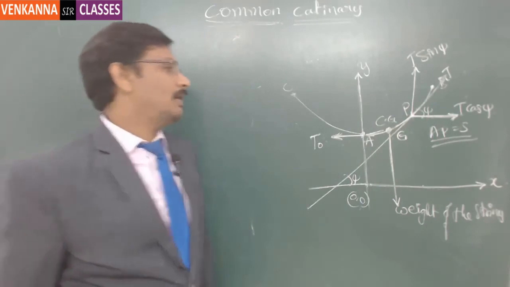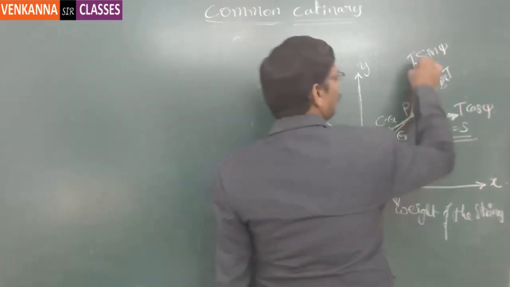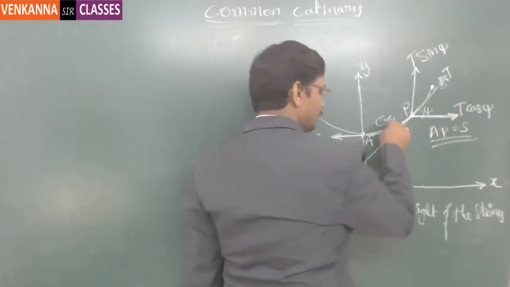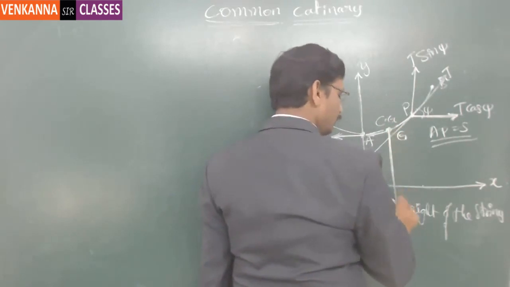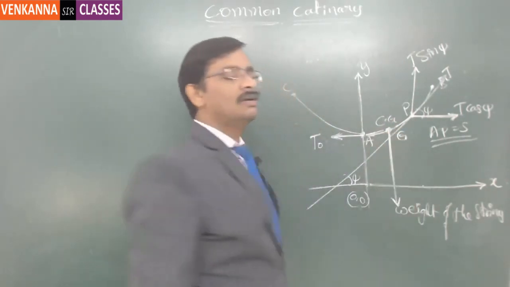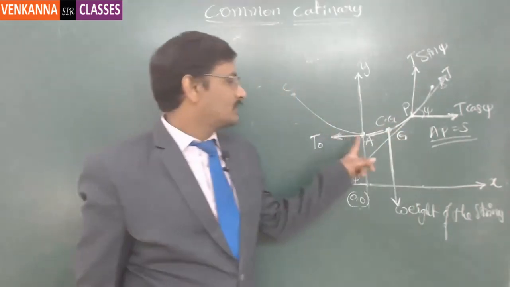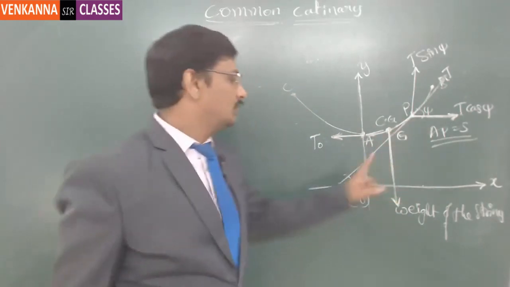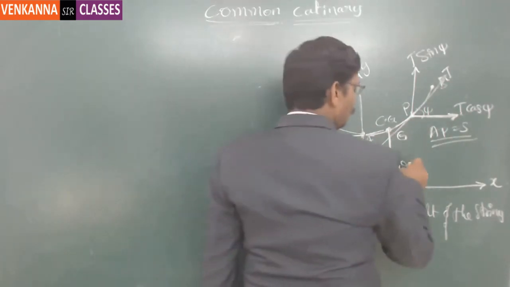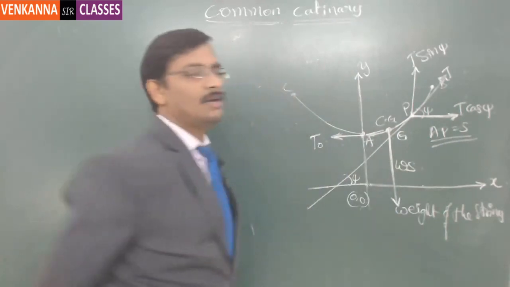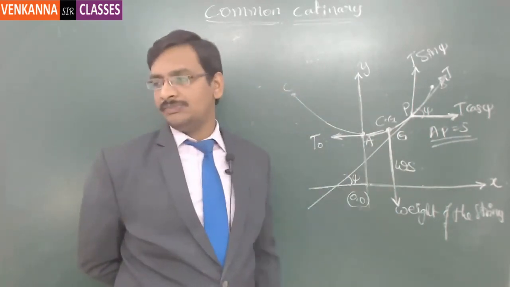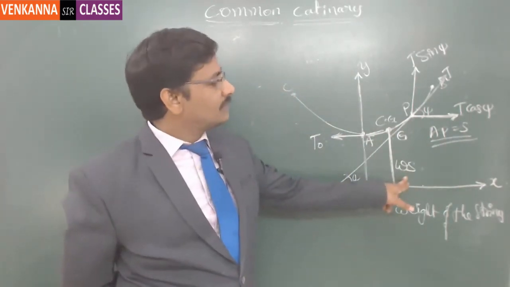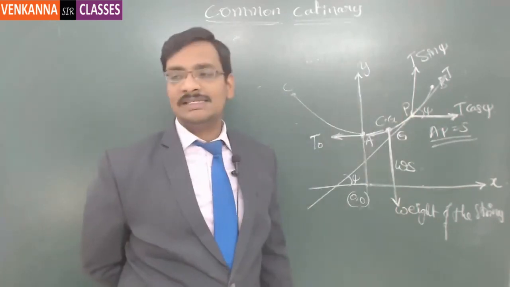Exactly in a similar manner, the vertical component of the force has to balance the vertical component which is acting downwards, which is nothing but the weight of the string for this length S. So this weight is W into S, where S is the length and W is the weight per unit length. This Ws is going to be balanced by T sin psi.